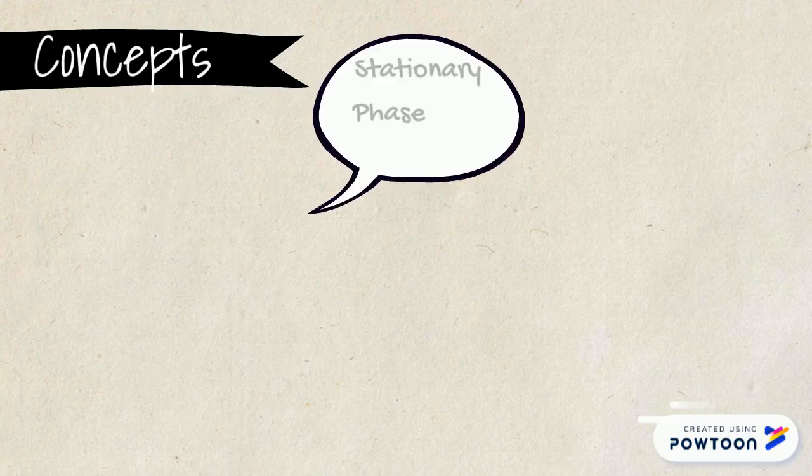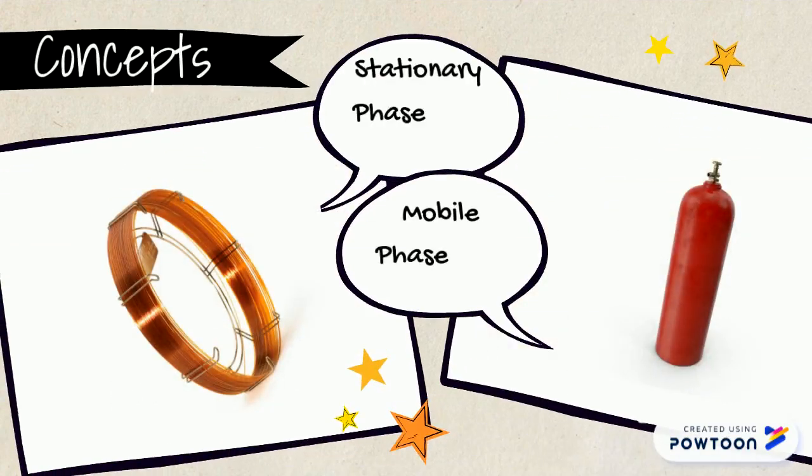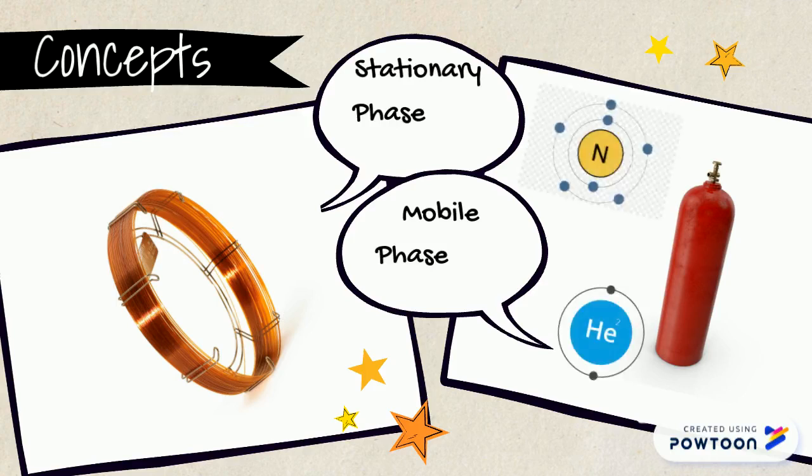The stationary phase is a microscopic layer of liquid or polymer on an inert solid support inside a column. In GC, the mobile phase is a carrier gas. It is usually an inert gas like helium or a non-reactive gas like nitrogen.